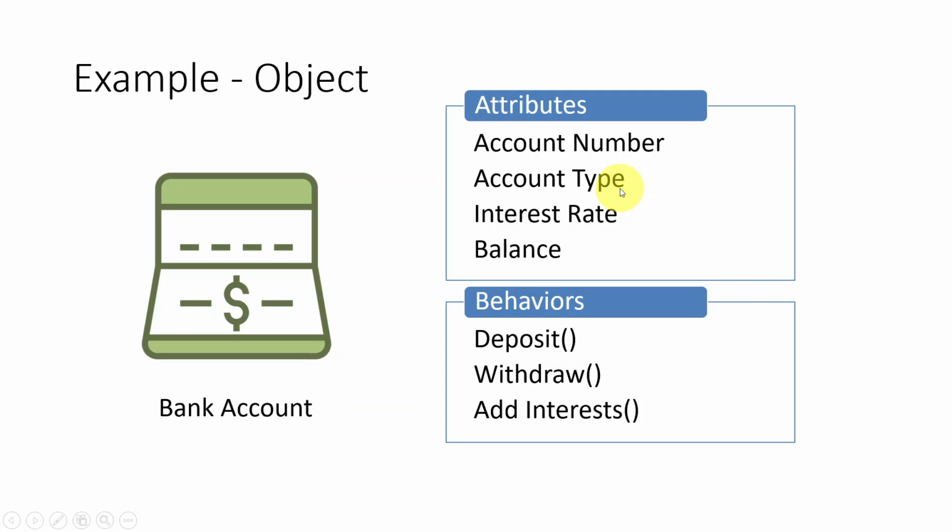So let's look at a conceptual object, bank account. What are the attributes of interest? Maybe account number, the account type, the interest rate, and balance, and there can be some more. So what are the behaviors? We may be interested in deposit, withdraw, and maybe add interest.